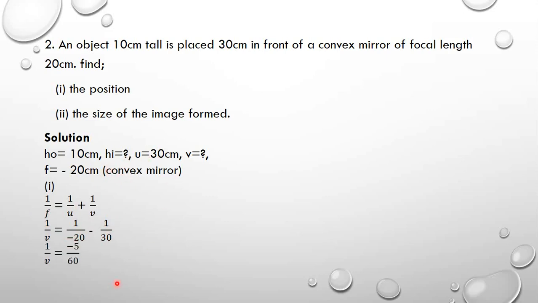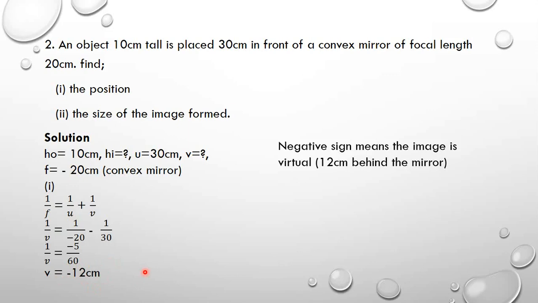And therefore we shall have 1 over V is equal to negative 5 over 60, which gives us V as 60 divided by negative 5. And that will give us negative 12 centimeters. It is negative, which implies that the image is going to be virtual, or it is going to be behind the mirror. 12 centimeters behind the mirror.